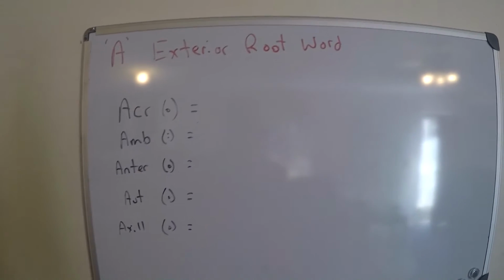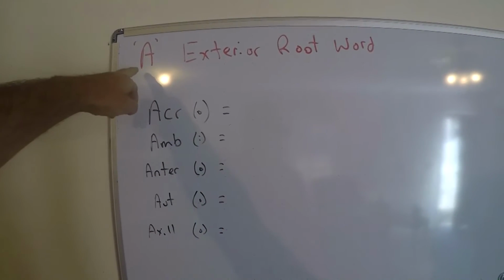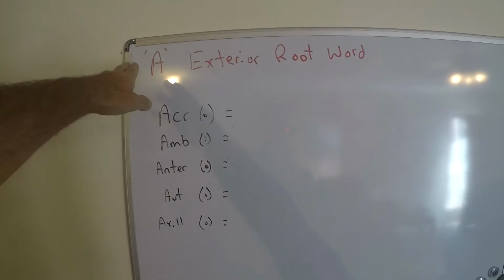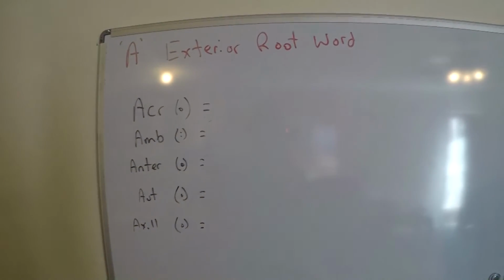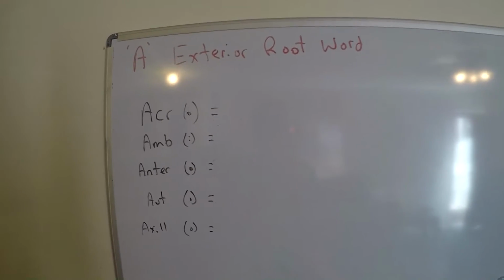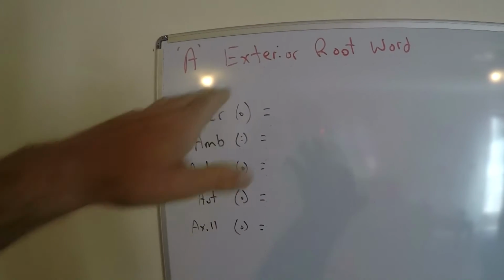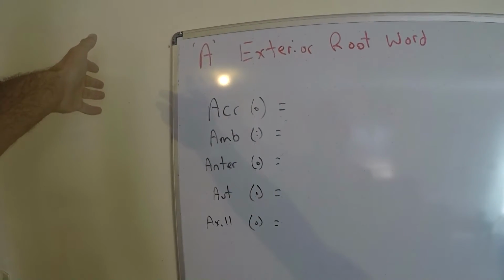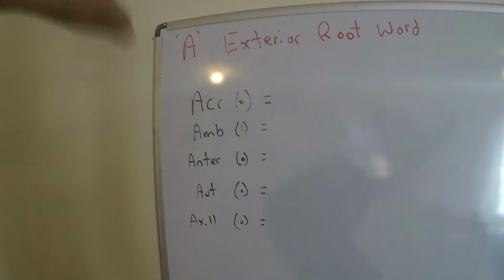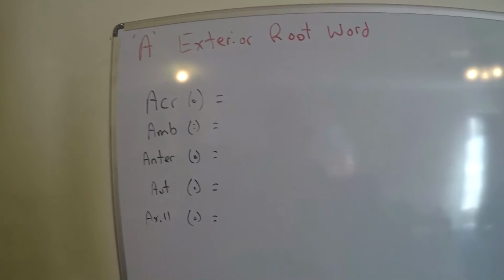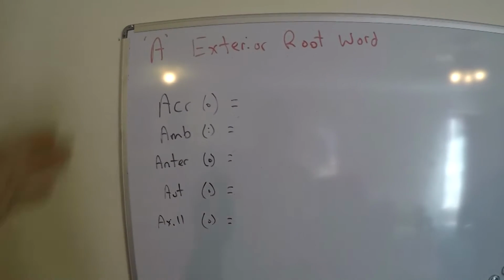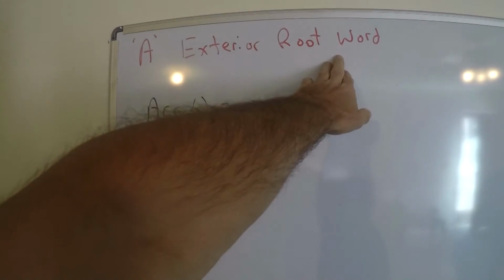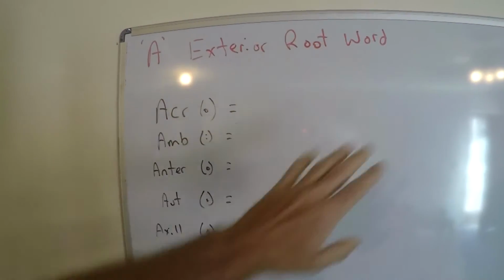Hey everybody, today we're going to be looking at the A words and the exterior roots of the A's. So exterior means the outside of the body. If you haven't looked at my video on what is a root word, what is a prefix, suffix, then I'm going to put a link up and I would suggest looking at that first. So what we're going to do is look at the exterior, which is the outside of the body, okay? Root words, just root words. We're not going to look at prefixes and suffixes.